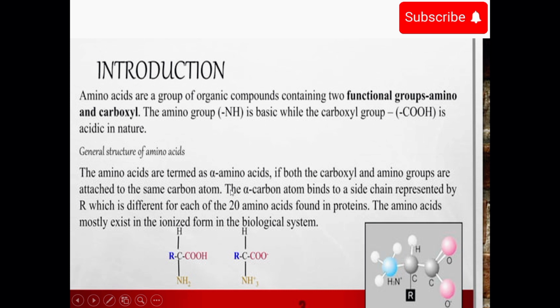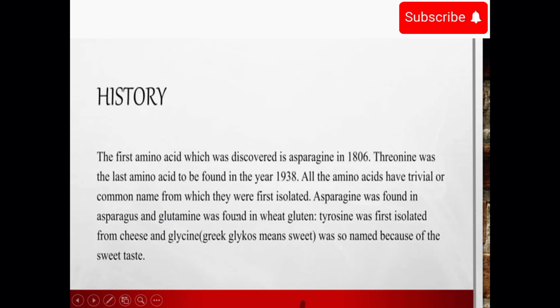The amino acids are termed alpha amino acids. Both the carboxyl and amino groups are attached to the same carbon atom, the alpha carbon atom, which binds to a side chain represented by R. Apart from the R, the remaining structure is similar in all amino acids, so we can say that these are constant. R is different for each of the 20 amino acids found in protein. The amino acids mostly exist in the ionized form in the biological system, meaning in the cell.